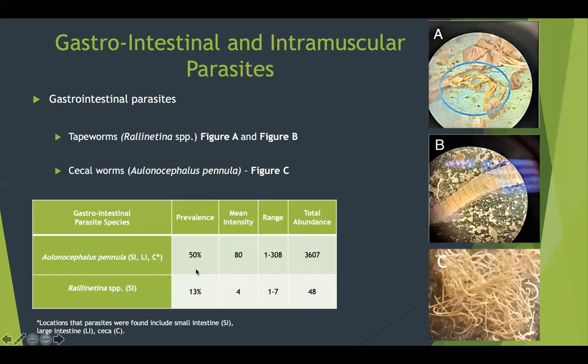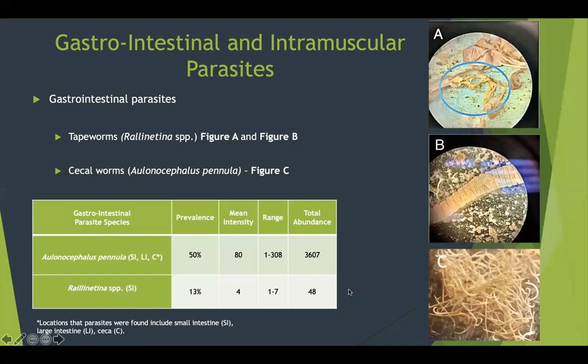So with our cecal worms, 50% of birds collected had them with a mean intensity of 80 worms. The range was from 1 to 308, and that was considered the normal range that doesn't impact the bird. As far as the tapeworms go, a low prevalence of 13%, a mean intensity of 4, and the range was only 1 to 7. So as far as what is expected, these are within the expected and healthy ranges of the birds.